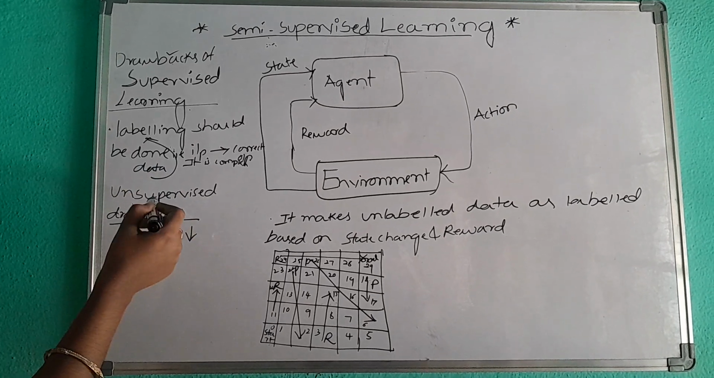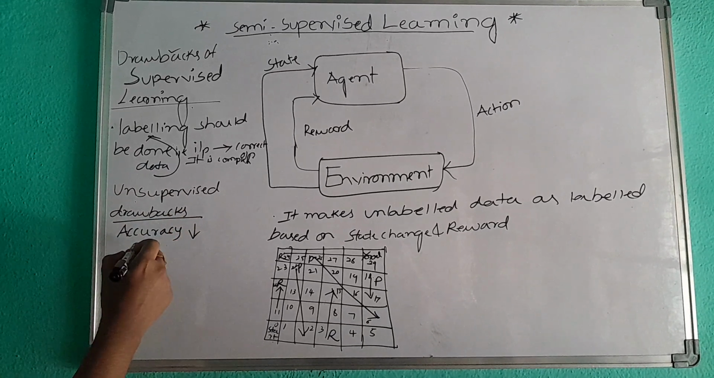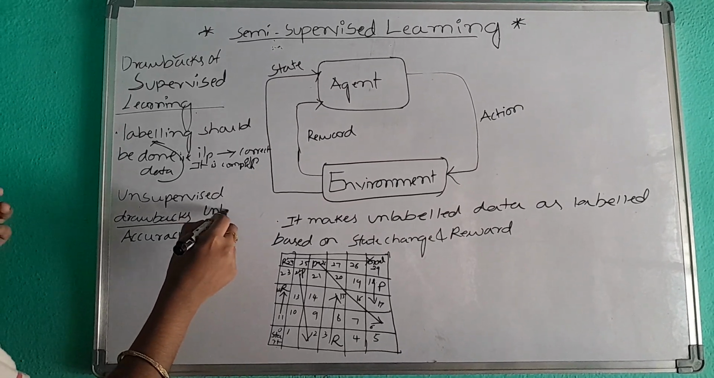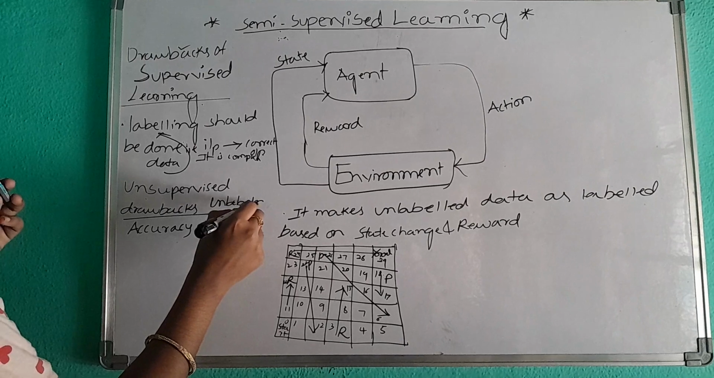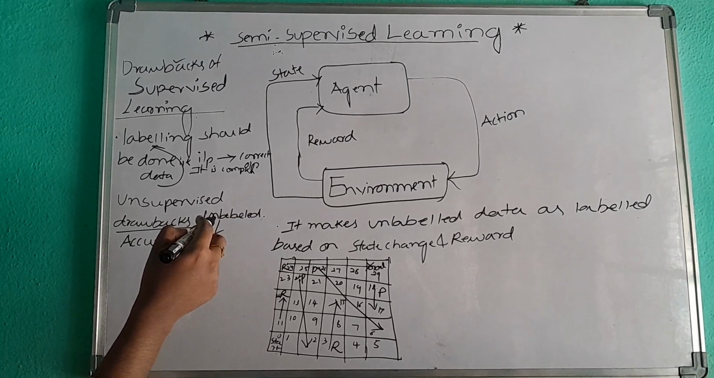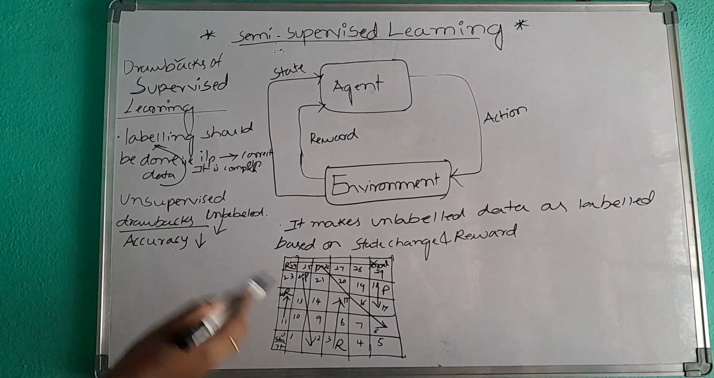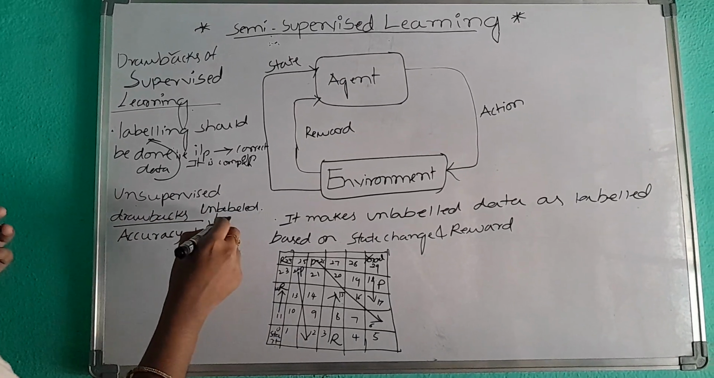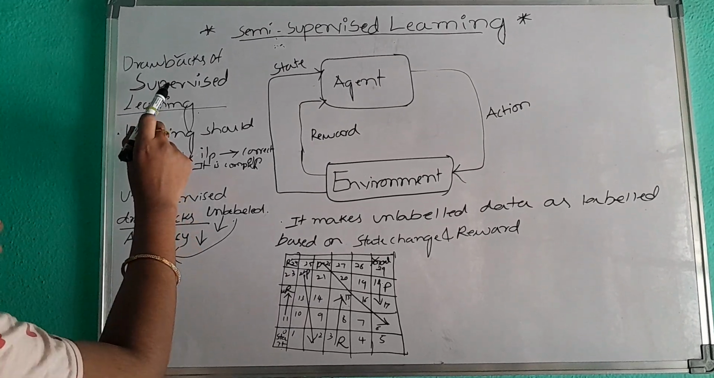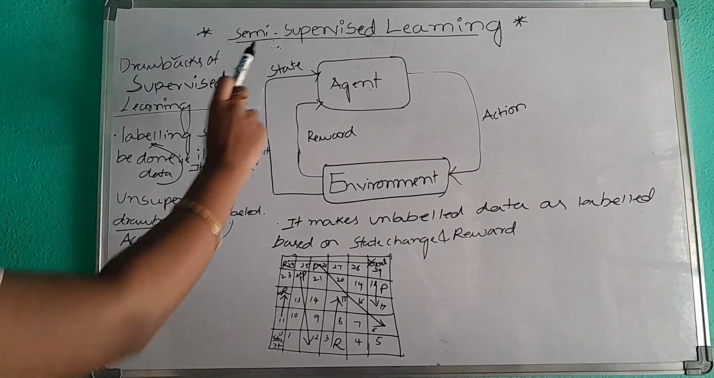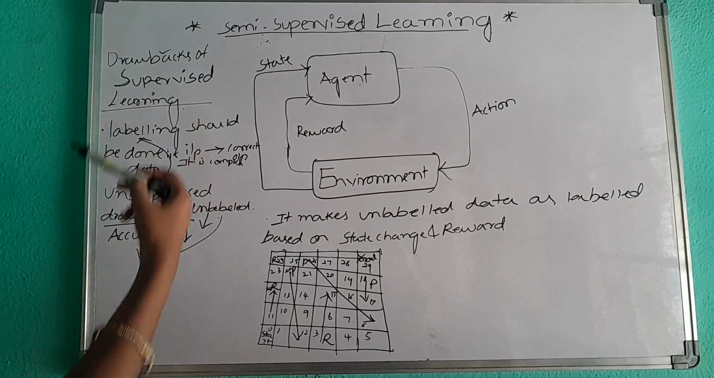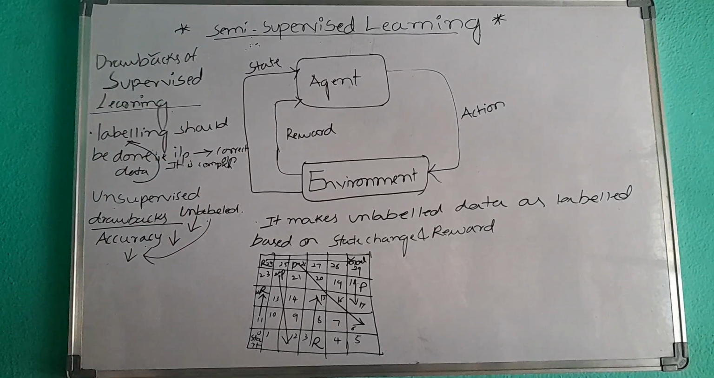And what is the drawback of unsupervised learning? Here, we are not providing labeled data, we are providing unlabeled data. The algorithm needs to derive the patterns from the unlabeled data, so the accuracy may be less compared to supervised learning. Semi-supervised learning is in the middle of supervised learning and unsupervised learning.